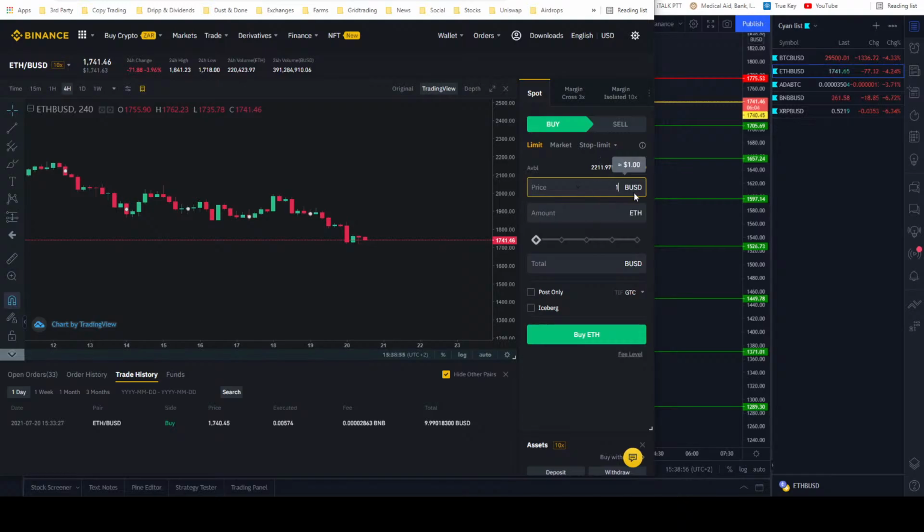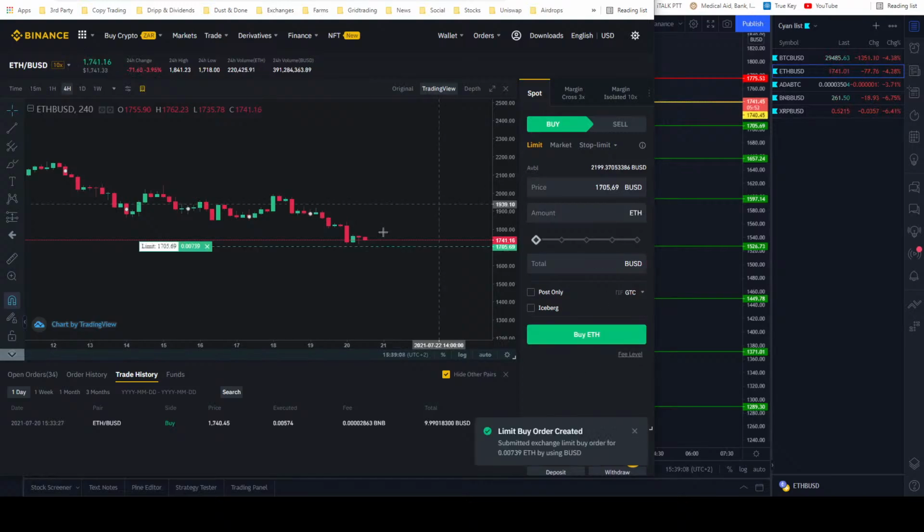The next one is 1705.69, and that's going to be a total of 12.61, and there you go. Now you can see all our entries as they start coming in.